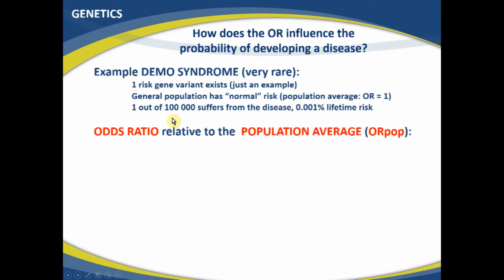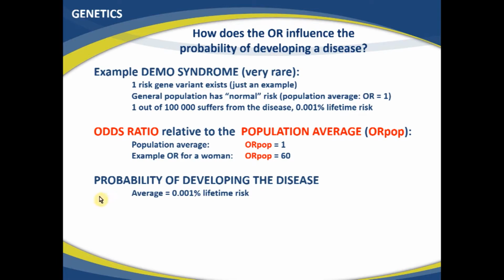Now, the odds ratio relative to the general population is 1, as I said, because the general population has a 1 times risk of developing the disease. Now let's take a woman. She is unlucky. She has a genetic variation that causes an odds ratio of 60. So it's a 60 times higher risk to develop the disease compared to all other people. So this sounds very severe. However, if you look at the numbers, the average has a 0.01% lifetime risk, an odds ratio of 1.